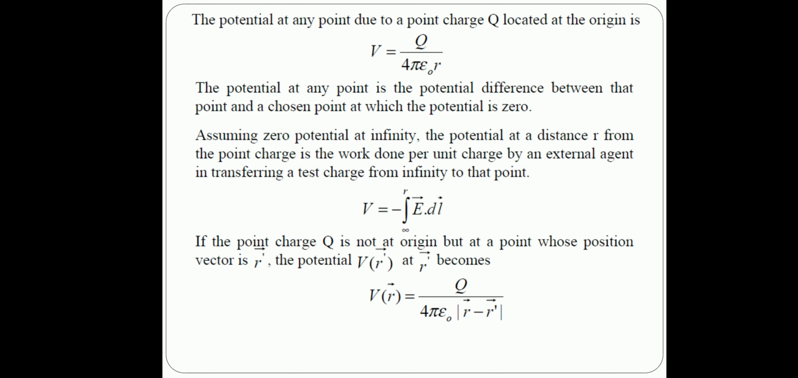dot dl. If the point charge q is not at the origin but at a point whose position vector is r dash, then the potential is represented as V of r equal to q divided by 4 pi epsilon 0 modulus of r minus r dash. The potential at r is q by 4 pi epsilon 0 modulus of r minus r dash. So if you have the relative position vector, then you can use this expression to find the potential. So that is what electric potential is.